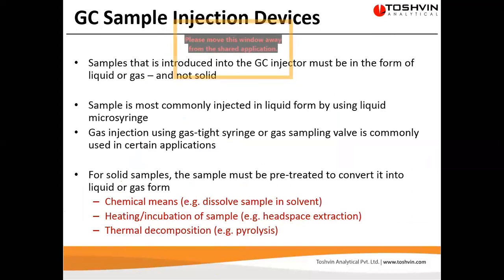So, GC sample injection devices. As I told you, the sample introduced into the GC injector is most of the time in liquid form or gas also, and not solid. As I told you in my earlier slide, most of the time we inject liquid sample. The sample is most commonly injected in liquid form by using a liquid micro syringe, through a syringe, or through our auto sampler if we have. For gas injection, there are two options: either use a gas tight syringe or a gas sampling valve, by which we can introduce the gas into our system for analysis.